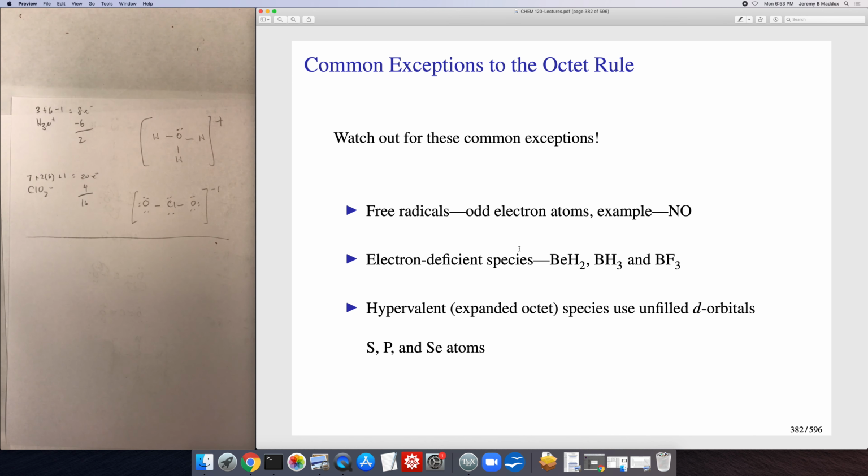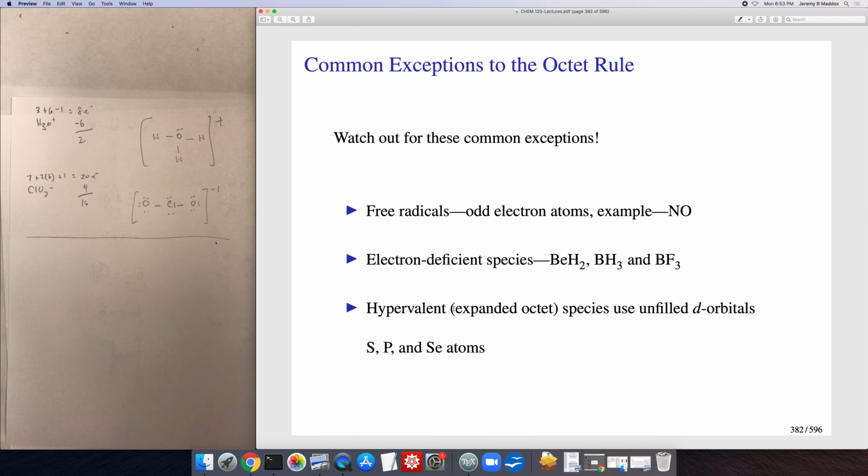We also have electron deficient species where the center atom does not have an octet. So beryllium dihydride won't make an octet. Boron trihydride and boron trifluoride. These molecules exist, but they don't satisfy the octet rule. Okay, we call them electron deficient species.